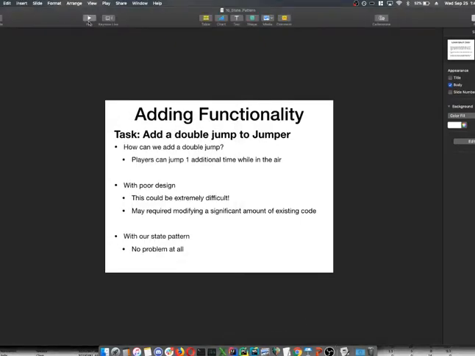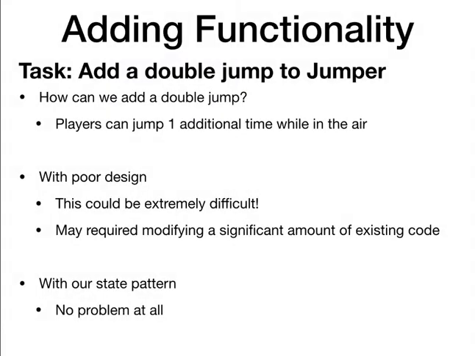I was going to open the game and show you, but you have to take my word for it. A double jump is one time in the air, but then if you hit the jump button again, it should be disabled. If we're not using the state pattern, or we're just using poor design overall, this could get pretty difficult if our code is a handful of methods with big if blocks, with else if, checking multiple conditions. If we're checking all that in a few big methods, this could get pretty difficult. With our state pattern, no problem at all.